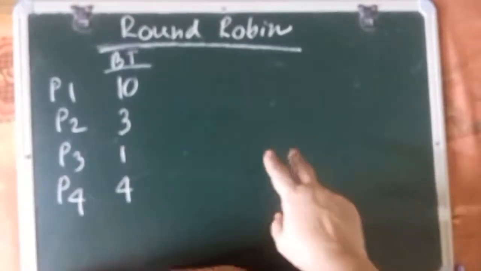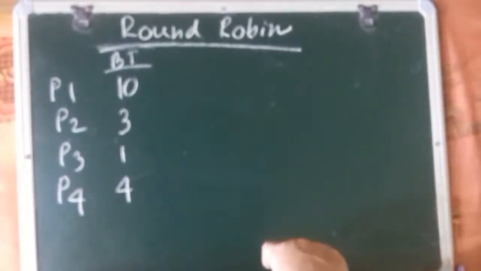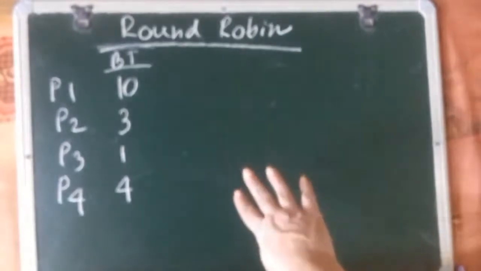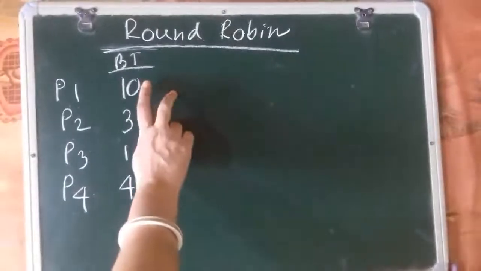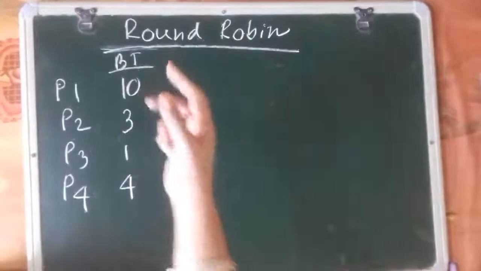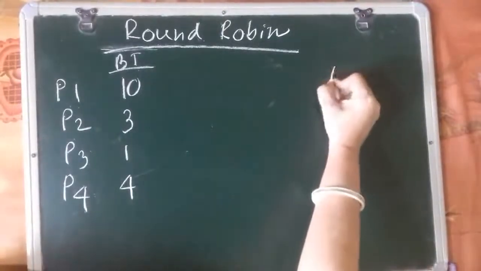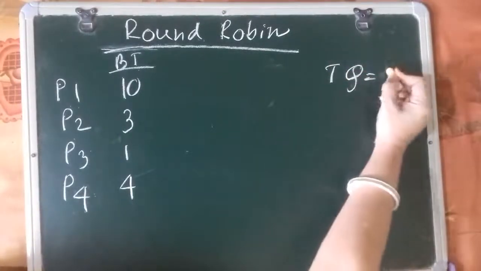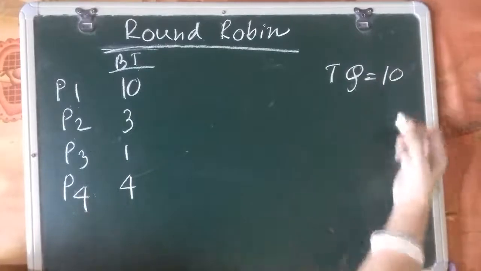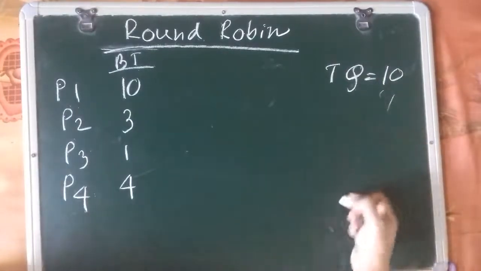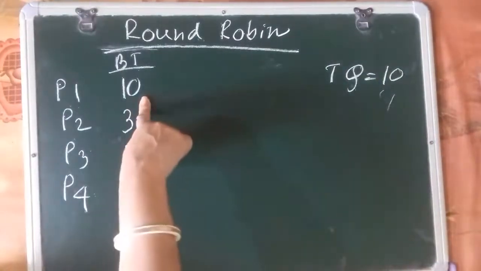Let's say we have taken time quantum equals 9 or time quantum equals 10. What we thought is, anyhow 10 is the biggest one, so why waste time in context switching? Let us take time quantum equals 9 or 10. So what will happen if we take it 10 or 9?